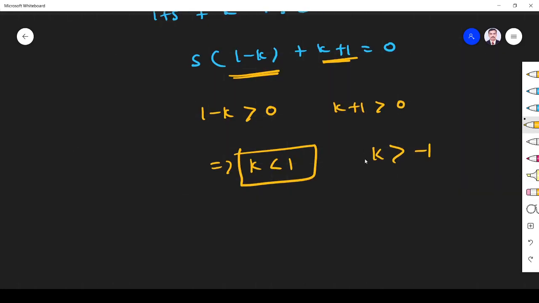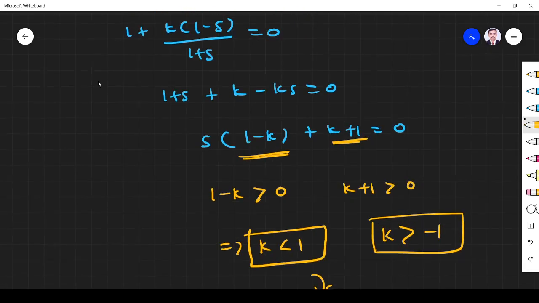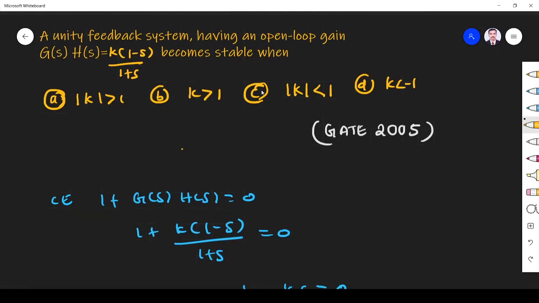So from these two, what we understand is k must be less than 1 and at the same time it must be greater than minus 1. This implies mod k must be less than 1. That's what we are understanding from this. So mod k must be less than 1. So option C is the right answer.